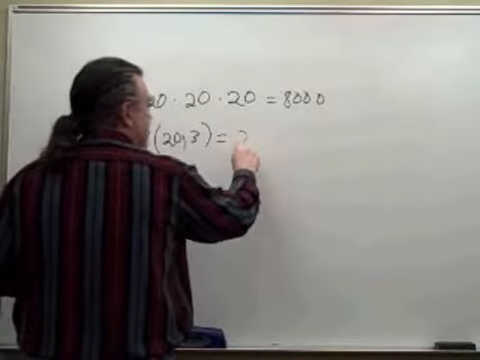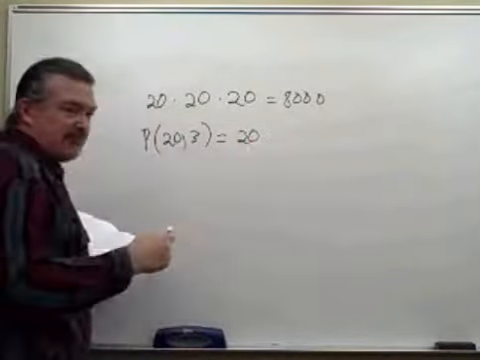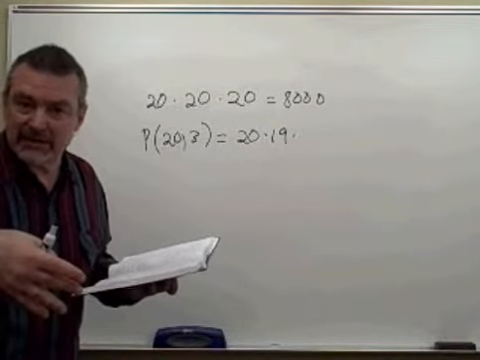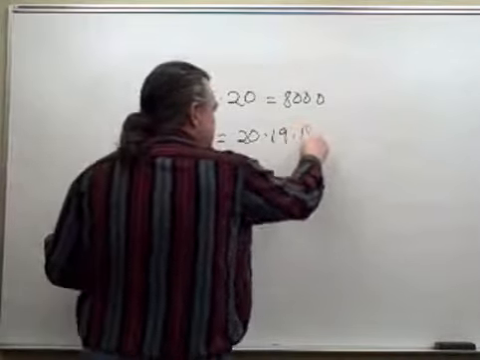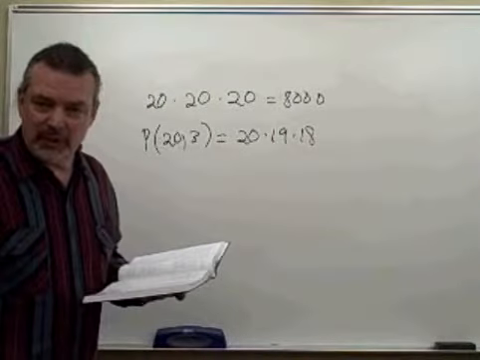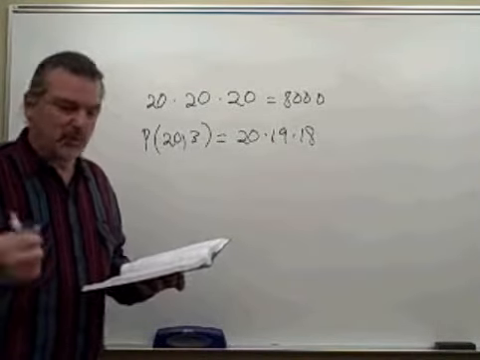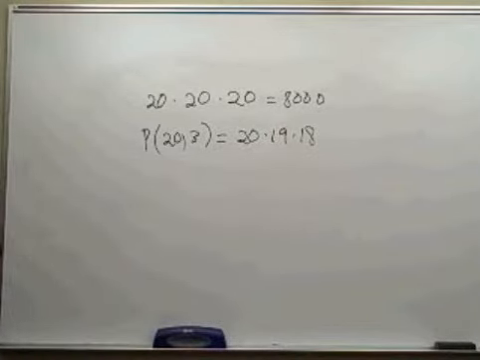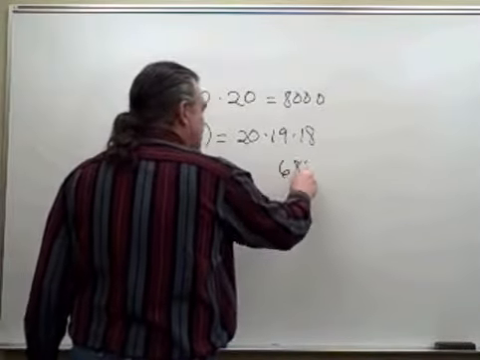Or another way to think about it: when you draw that first prize, there were 20 different ways it could have been awarded. Then for the next prize, there are only 19 because that one person who won isn't back in there to win again. And for the third drawing, there are only 18 different ways you can choose that one person to win that prize. And if we take the product of those 3 numbers, what do we get here? We get 6,840.